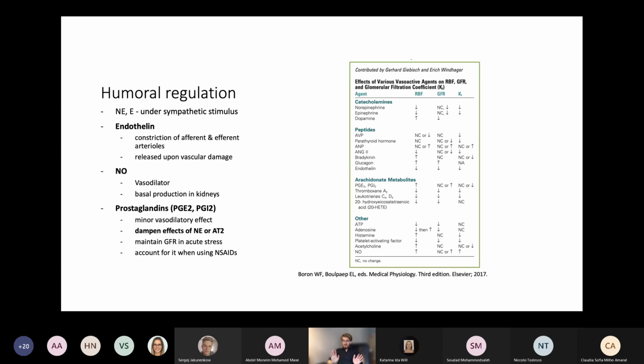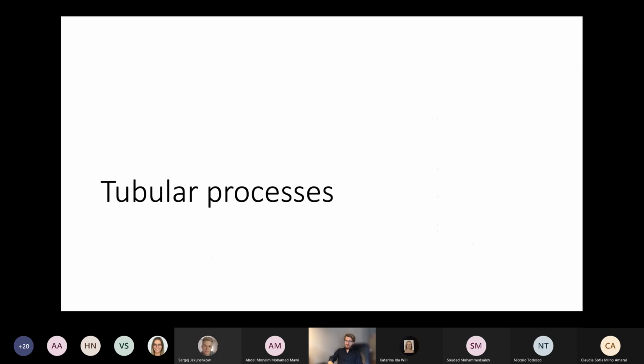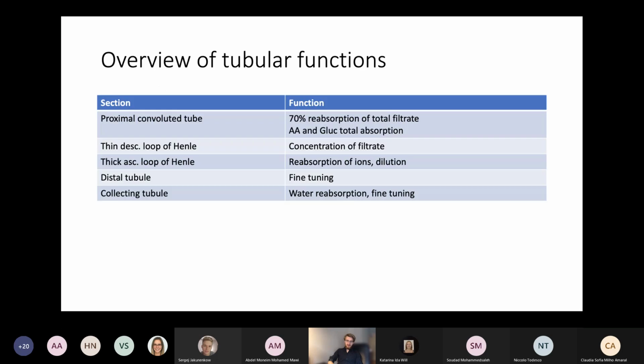Again, quick second, we're now done with all the mechanisms that regulate blood flow in the kidney. If those mechanisms are reasonably clear to you, then I'm going to continue with tubular processes. If there are any questions, feel free to raise your hand and I'll try to answer your questions as best I can. If not, then I'm going to continue with tubular processes.